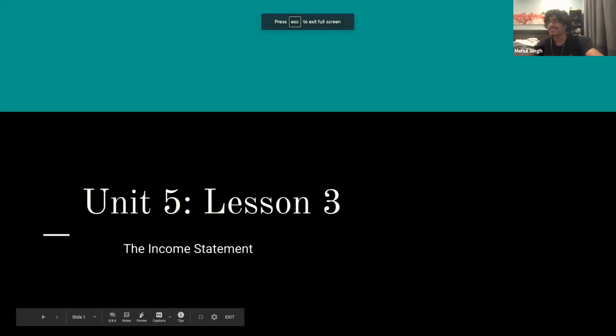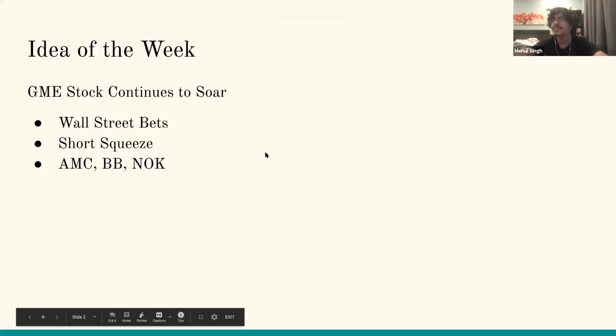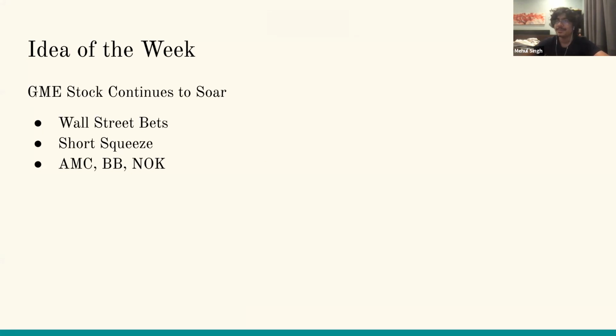All right, so Unit 5, Lesson 3, income statement. I'll start off with the idea of the week. I'm not sure if you guys saw, but GameStop stock went up like 1,300% this month. Wall Street Bets pumped the stock and caused a short squeeze where all the short sellers had to buy back, causing the stock to skyrocket. And then they're targeting AMC, BlackBerry, Nokia, etc. So it's pretty interesting to see that. I've never seen it before.